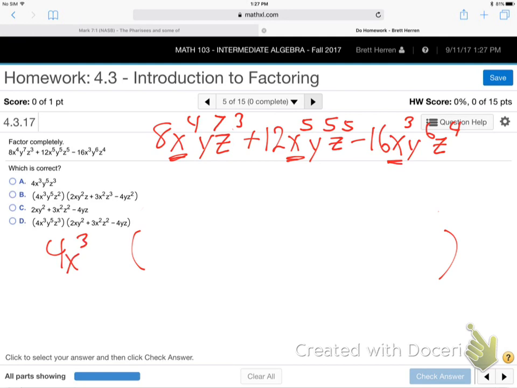Now for y, same thing. Look at the y's and take the lowest one. So the lowest y, what is it? We got y to the 7th, y to the 5th, y to the 6th, right? And then for z, same thing. Take the lowest one. z to the 3rd, z to the 5th, z to the 4th, so z to the 3rd. We all good? All right, now put what goes inside, whatever will work.